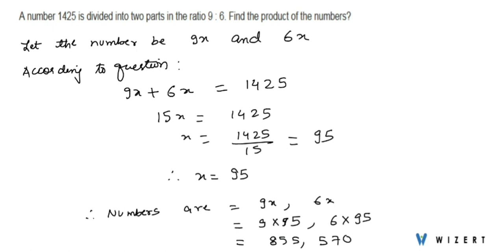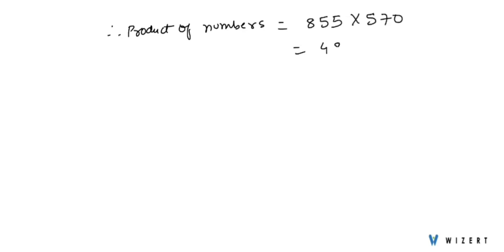Now these are the numbers and we have to find the product of the numbers. Therefore we can say that the product of the numbers, let's multiply the numbers 855 and 570. So this is equal to 4,87,350, which is our required answer.